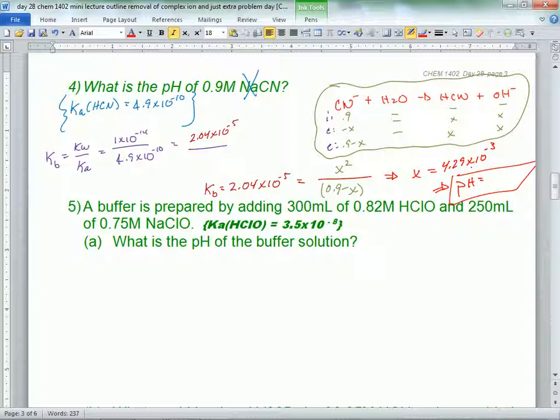Jasmine, did you get like 11.63 or something? Perfect. Now number 5 is that Henderson-Hasselbalch equation that we wrote down. You remember how to get moles? Pretty much you just multiply volume. This has to be in liters though.